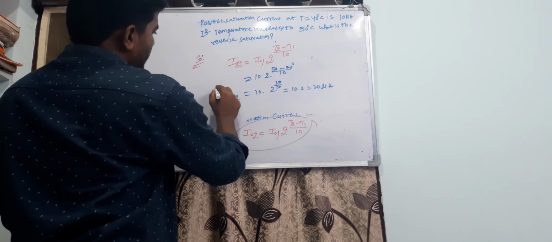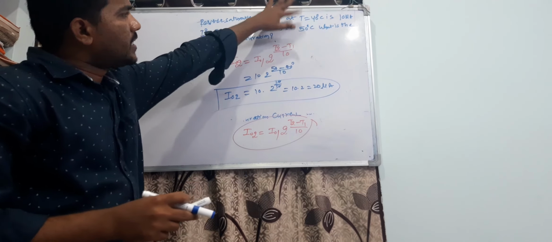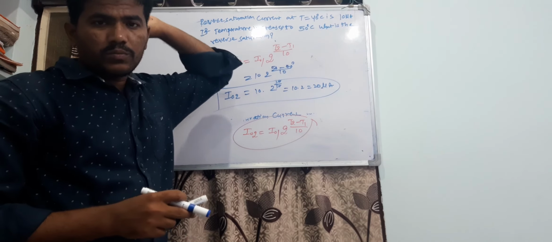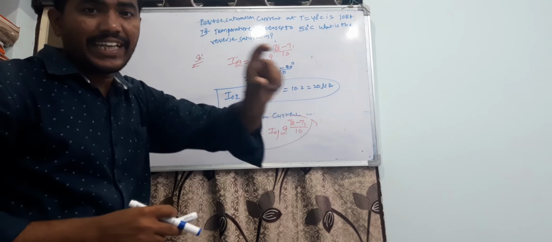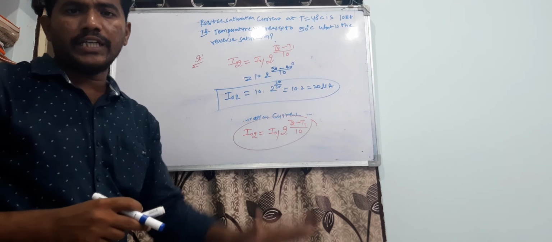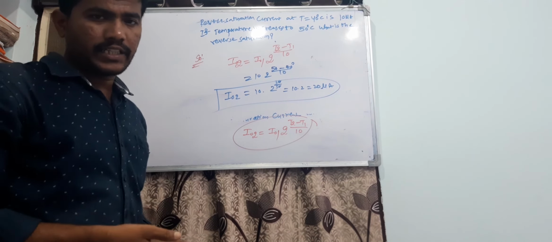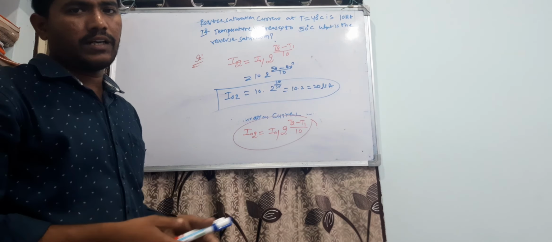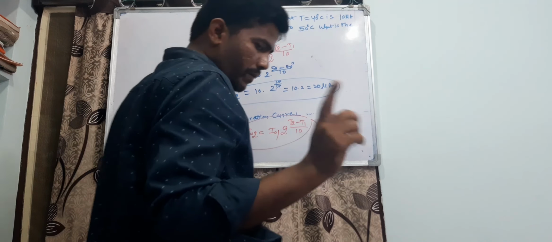So what we can understand from this problem is, initially my temperature is T equal to 40 degrees centigrade. The reverse saturation current will be 10 microamps. If I increase this 40 degrees centigrade to 50 degrees centigrade, which means 10 degrees centigrade, my reverse saturation current becomes double, that is 20 microamps. That's what we have to understand. So when the temperature increases, it depends on temperature. For every 10 degree rise in temperature, this reverse saturation current will be doubled. So this is one parameter.